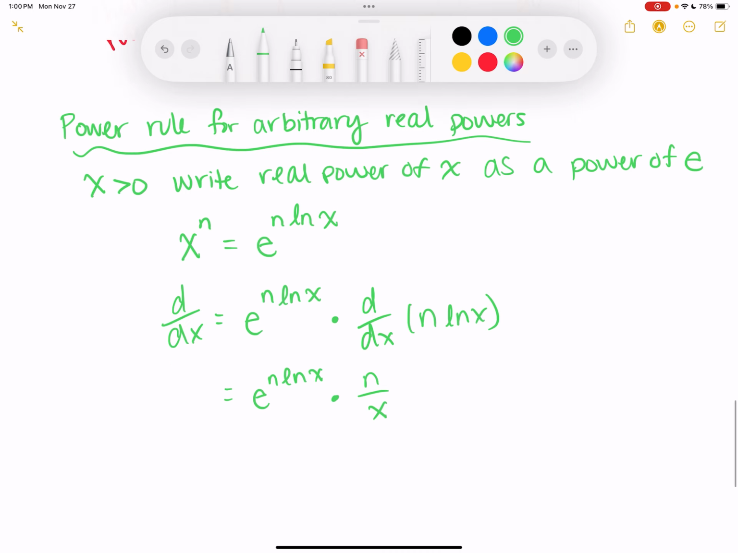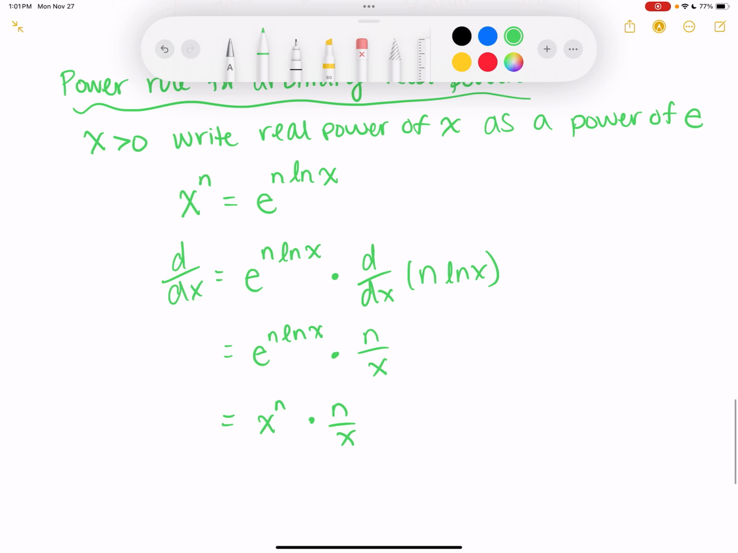E to the n ln of x we said was equal to x to the n. So this is x to the n times n over x. And so this just ends up being n times x to the n minus 1. And so that was simply, or maybe not so simply, another way to write the power rule that we've already had a million times. So that's the notes. I think we're going to be ready for some examples.